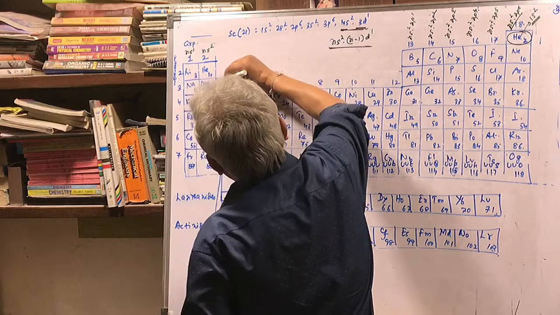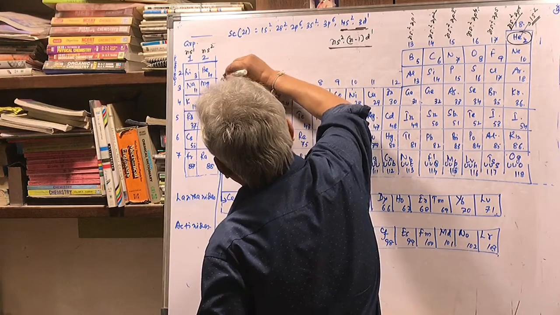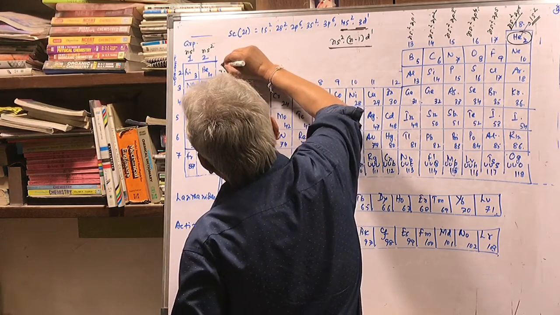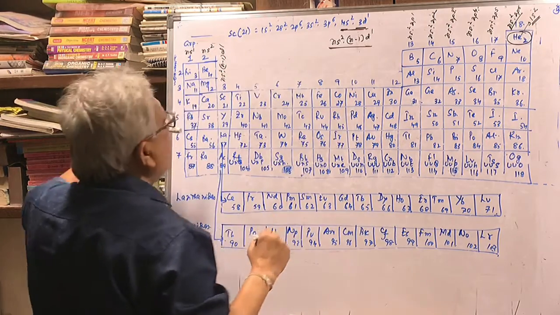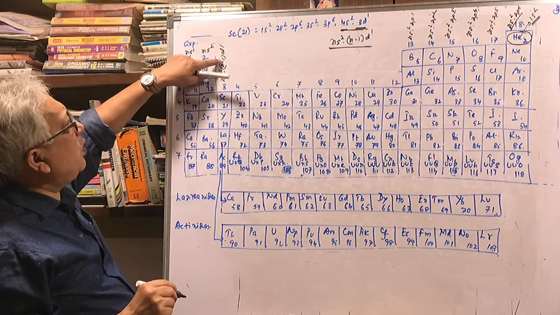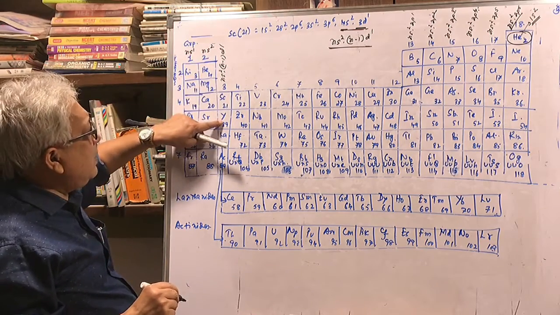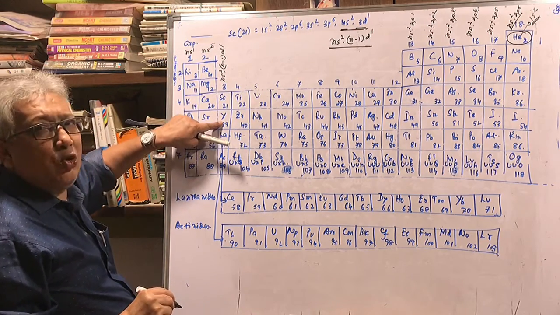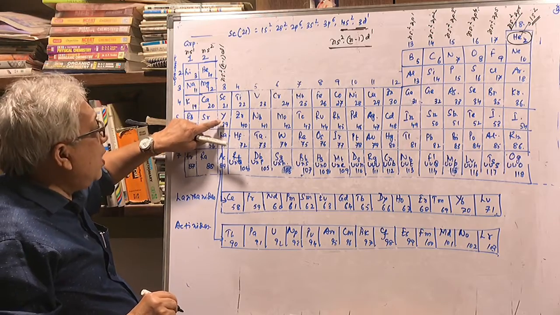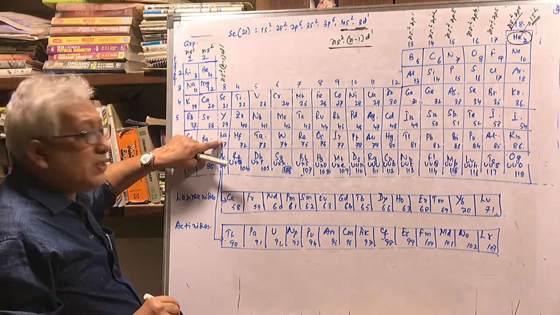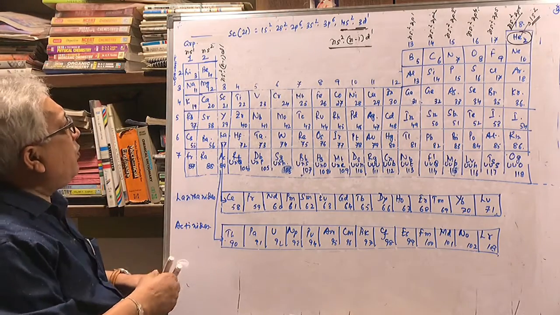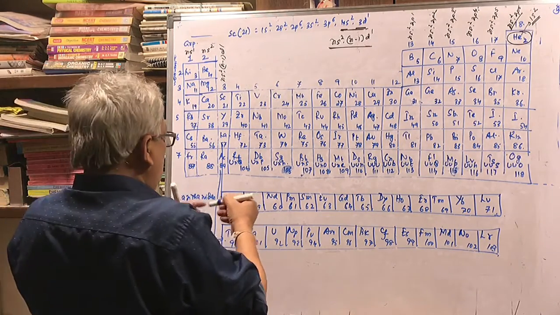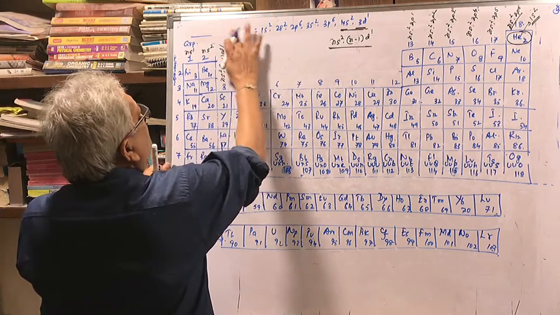That is why for group 3, from scandium itself I can get an idea. The configuration will be ns2, (n minus 1)d1. So if the n shell is the fourth shell, n minus 1 will be the third shell. Here the n shell will be the fifth shell, so n minus 1 will be the fourth shell. That's why it will be 5s2, 4d1, 6s2, 5d1. It is like this.